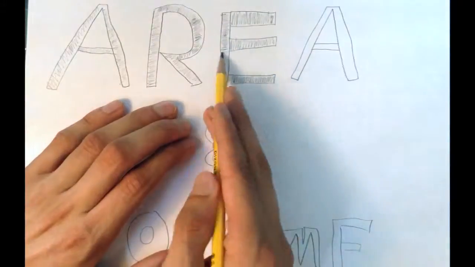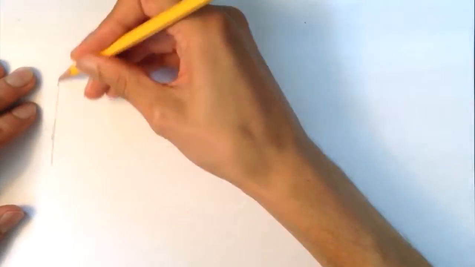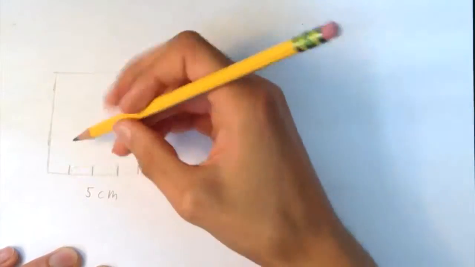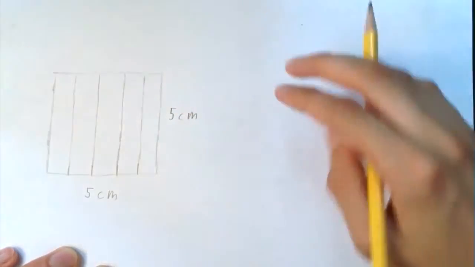and volume. Throughout this video, I'm going to be doing lots of calculations. Don't worry about the numbers, just think conceptually. Let's start with just a square. Say you have a square that is 5 centimeters by 5 centimeters. The area is simply the base times the height, which is 25 centimeters squared.